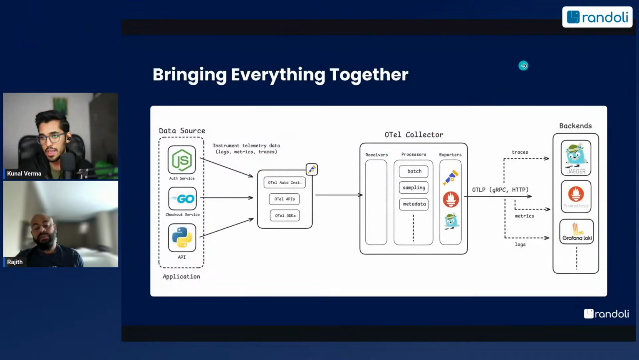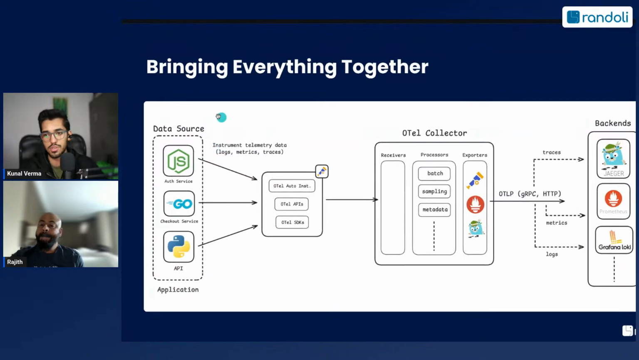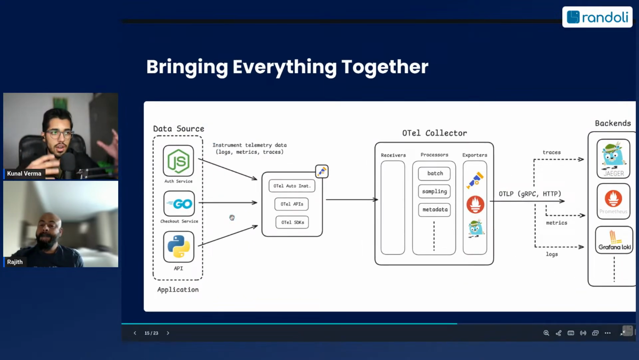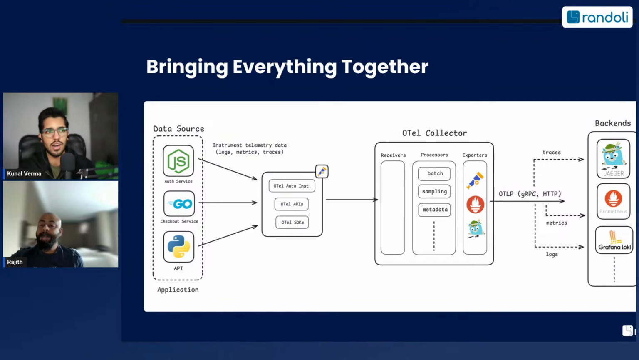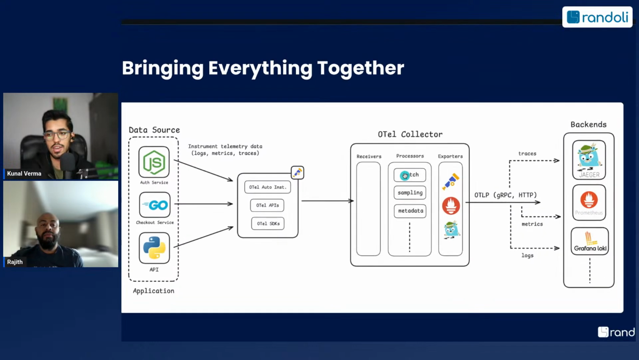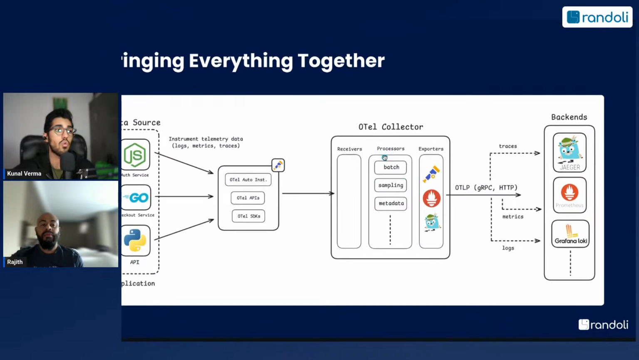Really appreciate it. So, if we bring everything together, I think this diagram sums up everything really well. You have all of your data sources on one hand, which is basically all your different services, built using different programming languages because you want to use the advantages of different languages for different operations that you are doing, right? You will instrument your telemetry data using the APIs and SDKs. You'll send the data to the OTel collector via the OTLP protocol.